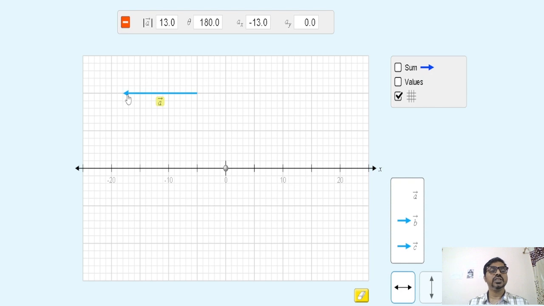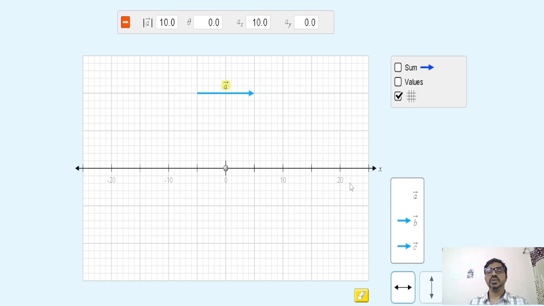So whether it is a positive vector or a negative vector, the magnitude would be positive only. But ax will be positive when it is a positive vector, and negative when it is a negative vector. So the x component would be positive or negative, but the magnitude would always be positive. Okay, that is one thing.